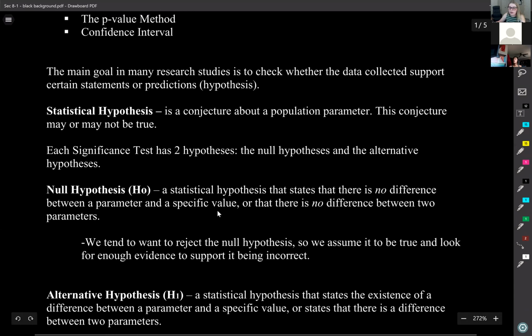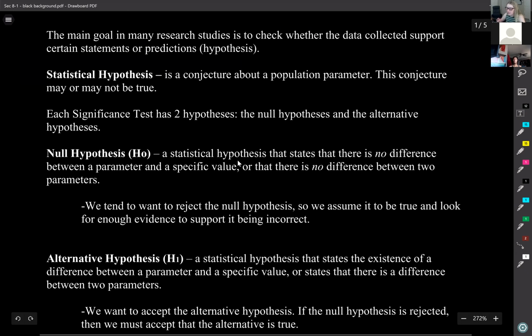Whether or not you realize it, you all will have a research hypothesis that we will really form in part 3 of the project. So a statistical hypothesis is a conjecture about a population parameter, and this may or may not be true. So maybe I think that 75% of the population prefers chocolate ice cream to vanilla. That's just my hypothesis, but it may or may not be true. It could totally be false.